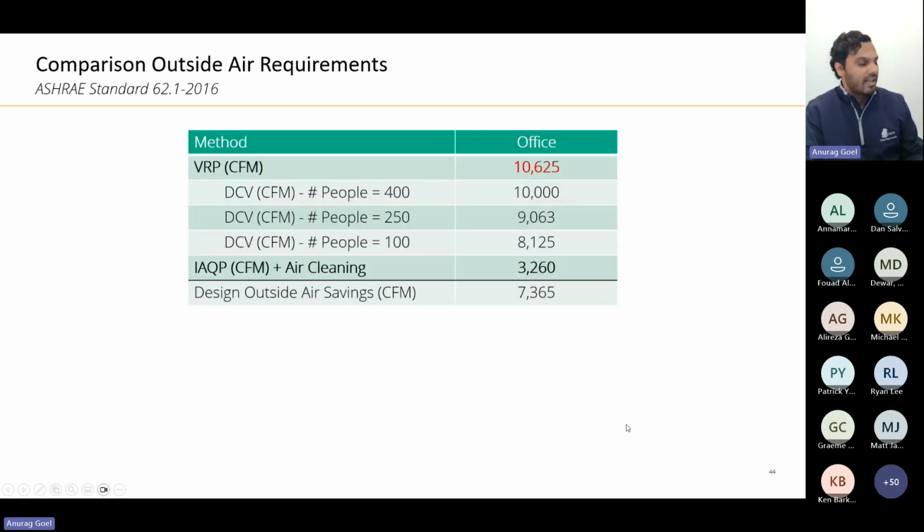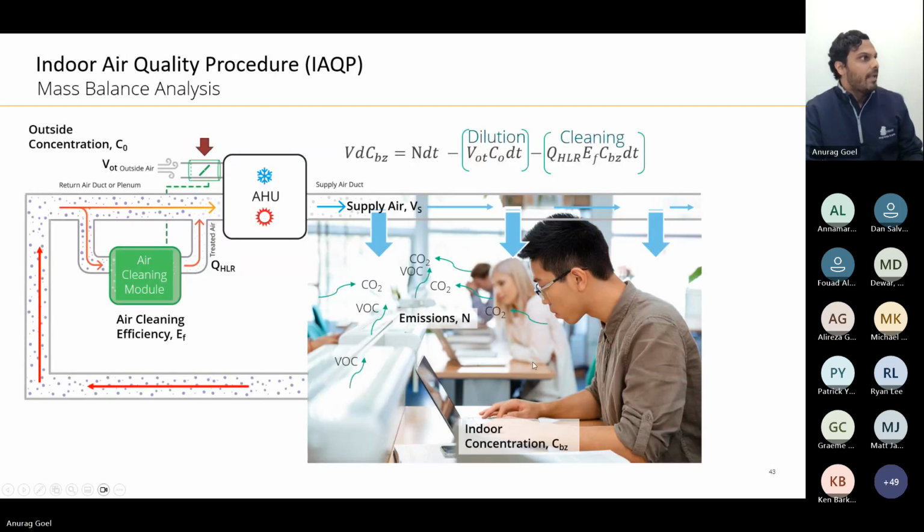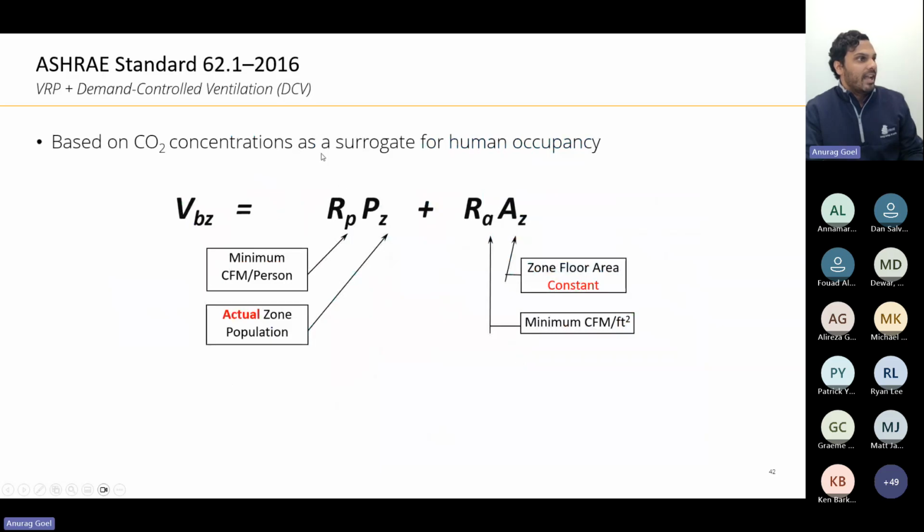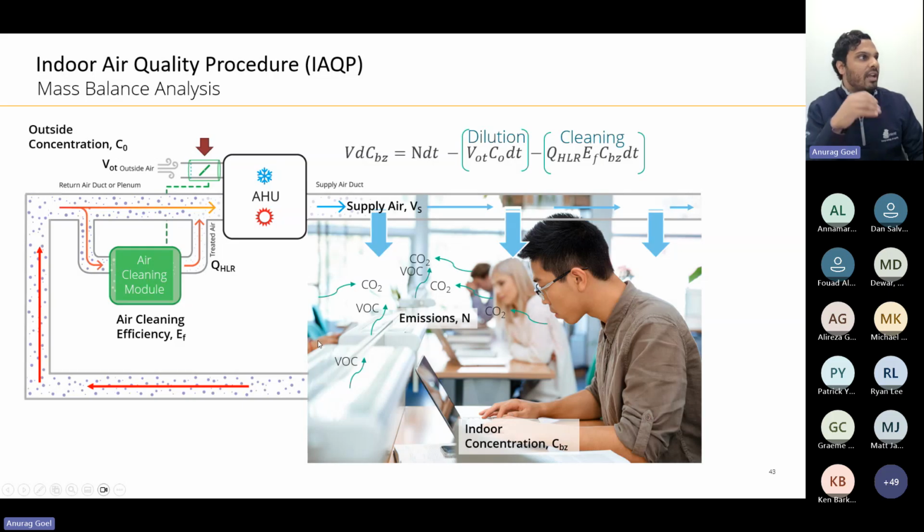All right, let's take a look. So that's the VRP calculation. We'll go through the results of this shortly. And as I mentioned earlier, we're also using that same sample building to run through an IAQP calculation. This is a close-up of the IAQP calculation.